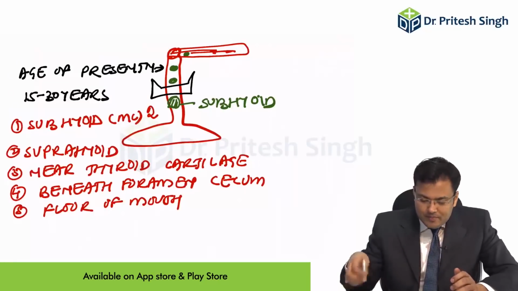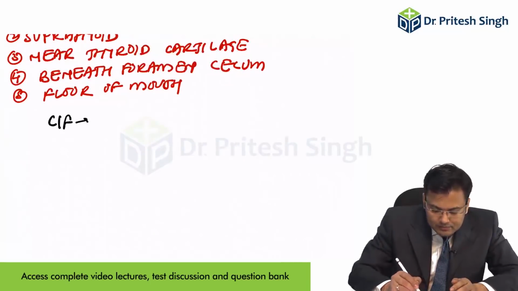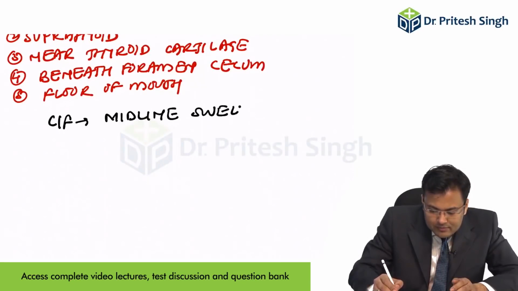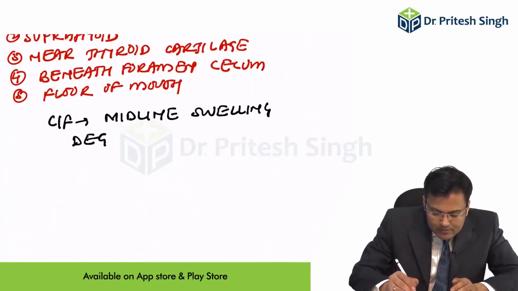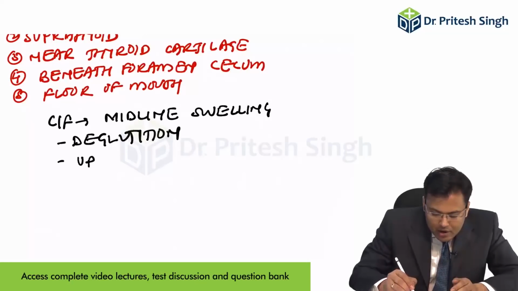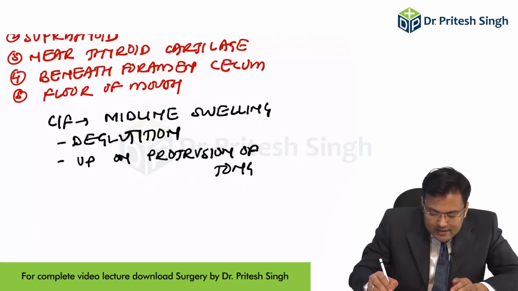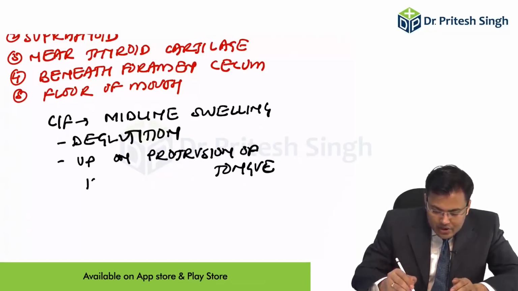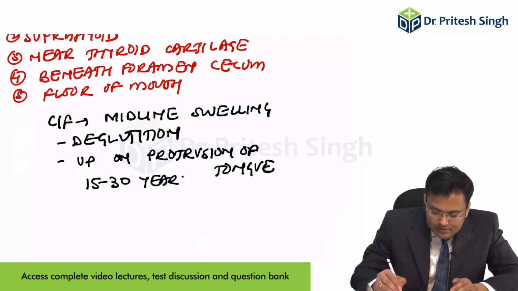So the important points are: there is a midline swelling in the anterior part of the neck, which moves with deglutition and moves up on protrusion of tongue. And I told you it's congenital, but the age of presentation is 15 to 30 years.